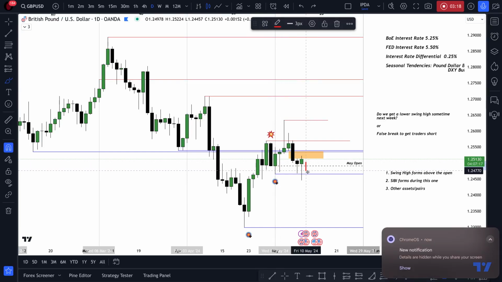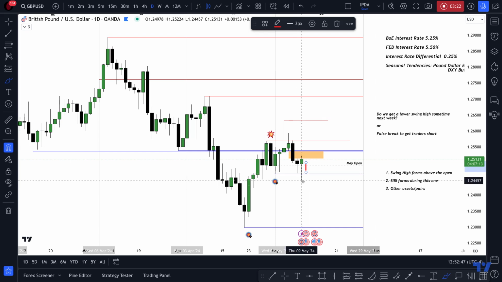And then we have what? A short-term sell side liquidity pool here to be raided. So it's going to create a short-term liquidity pool, sell side again. It's going to create what? A lower swing high, lower than this one here. Because if it's in a bearish trend, you're going to get lower swing highs and lower swing lows.